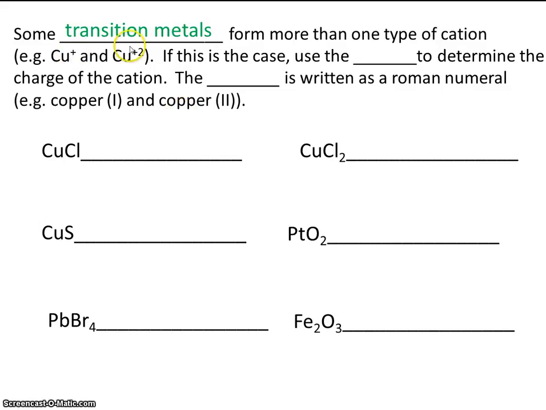Some transition metals, you remember that transition metals are the metals that appear in the middle of the periodic table, form more than one type of cation. For example, we have copper plus 1 and copper plus 2. If this is the case, we have to use the anion, remember that's the negative one, the one that's written second, to determine the charge of the cation. And then the charge is written as a Roman numeral. For example, copper 1 and copper 2.